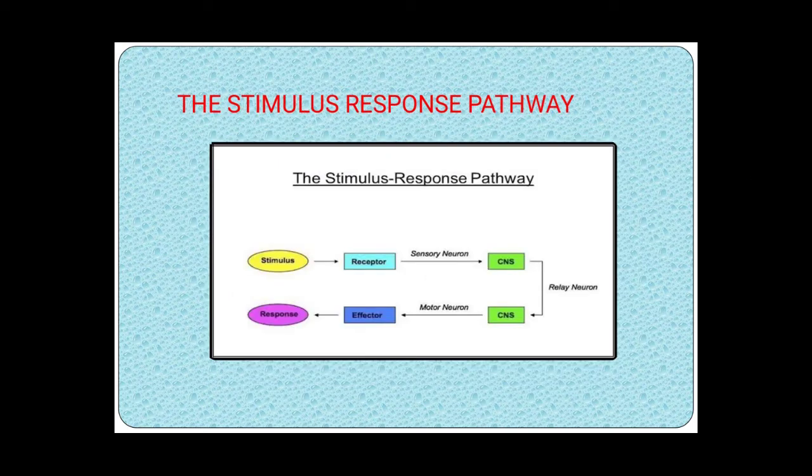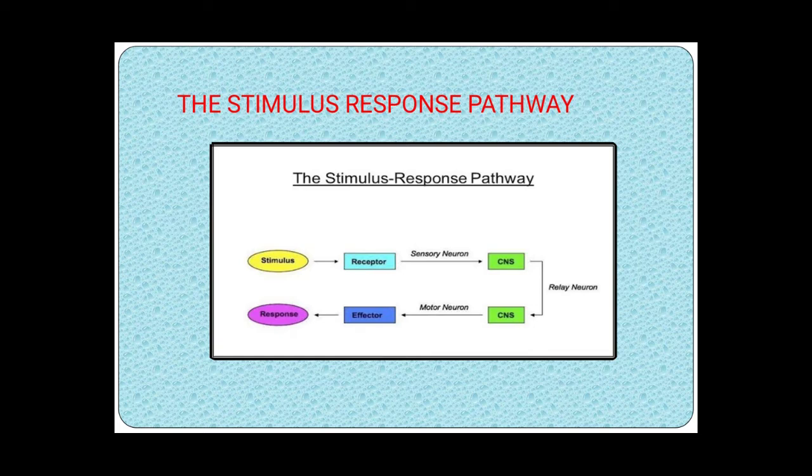Now coming to the normal stimulus response pathway. The stimulus is accepted by the receptor. From the receptor, sensory neurons take the stimulus to the CNS, and the brain identifies the response for the stimulus, and sends it through the motor neurons to the effector, that is mostly muscle cells, and they respond. So this is the stimulus response pathway.